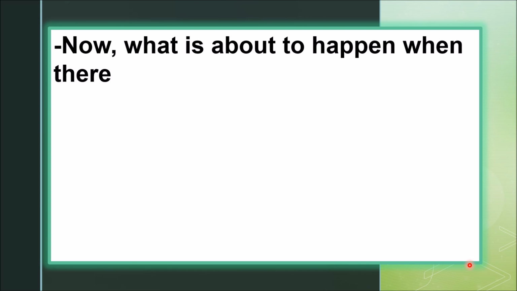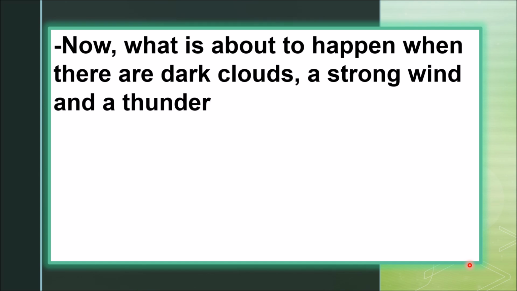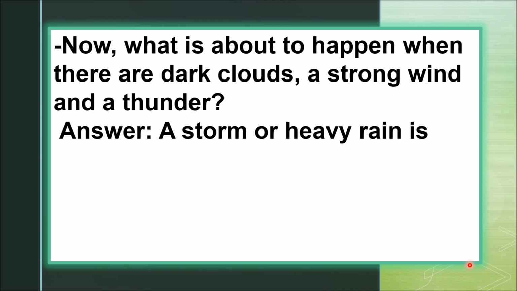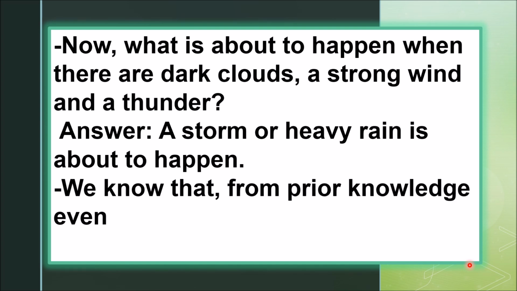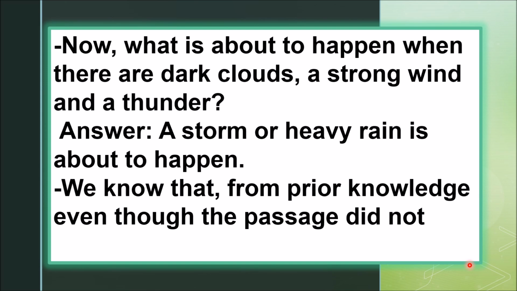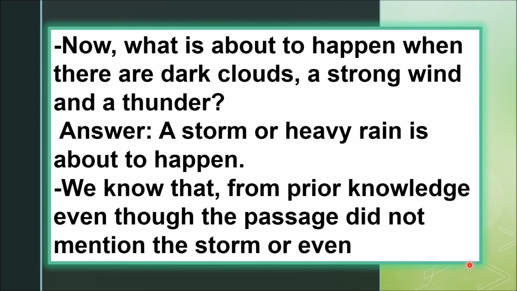Now, what is about to happen when there are dark clouds, a strong wind, and a thunder? So your answer, a storm or heavy rain is about to happen. Okay? We know that from prior knowledge, even though the passage did not mention the storm or even rain, so you will know because of that from the prior knowledge.